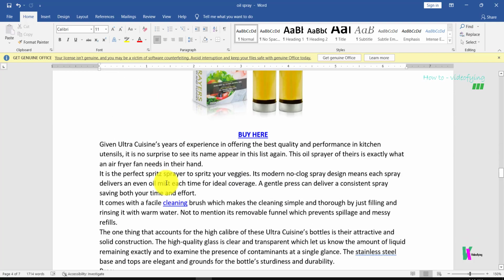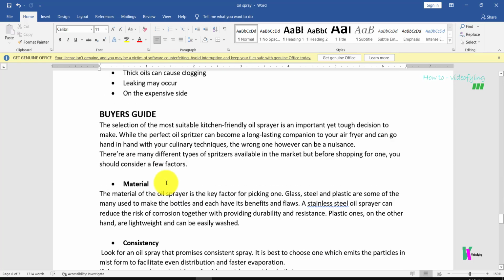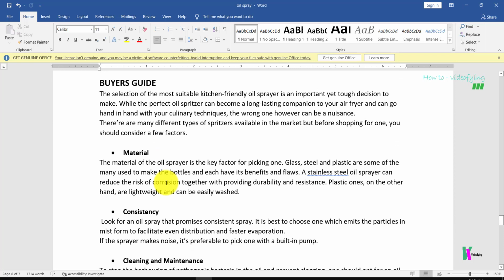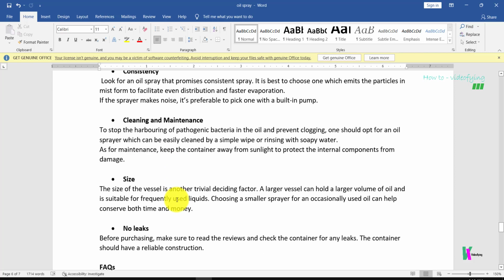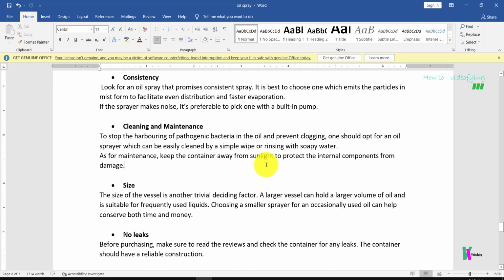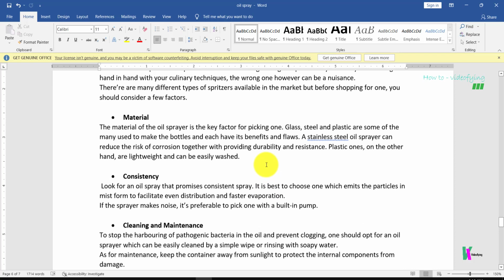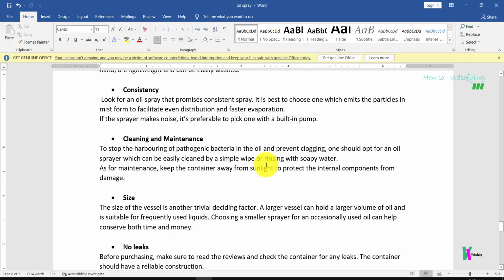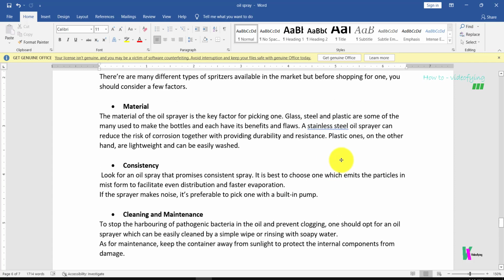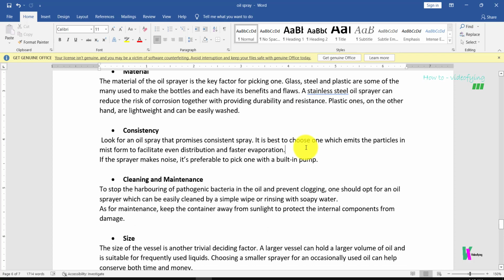The third part after the introduction and product reviews is it should contain a buying guide. The buying guide is the factors that we should consider before buying a product. That could be, in this case, material, consistency, cleaning and maintenance, size, leakages, etc. These factors will always be different for different products, but we need to explain these as well, considering their features and what material is good, what material is durable and provides resistance, and what other factors one should consider before buying an oil sprayer.